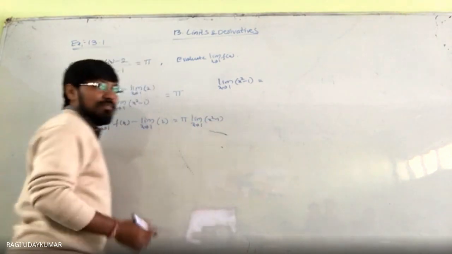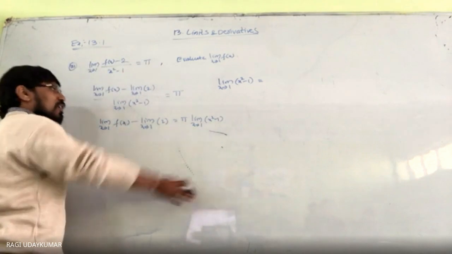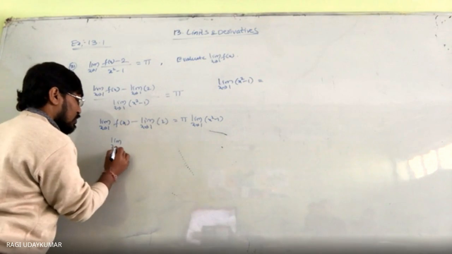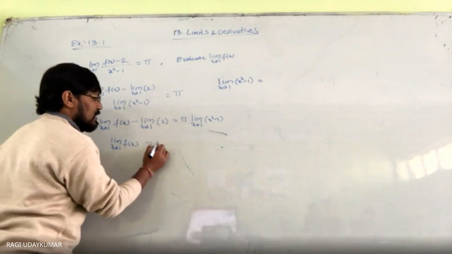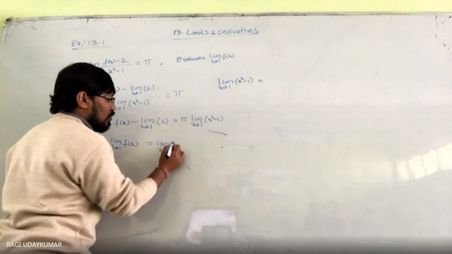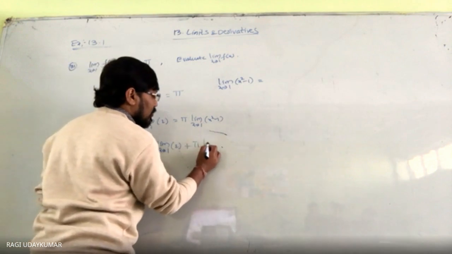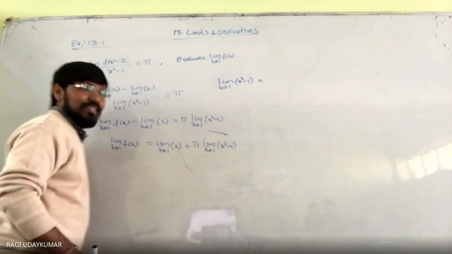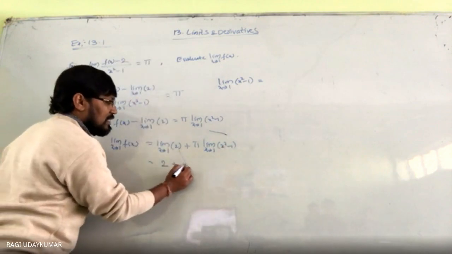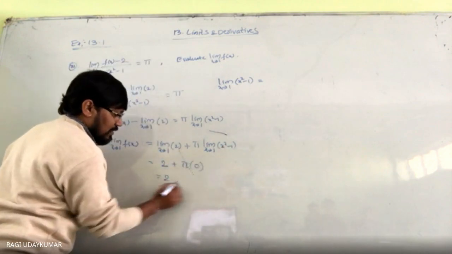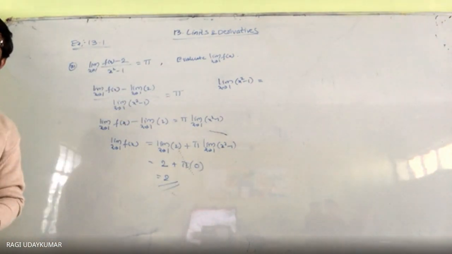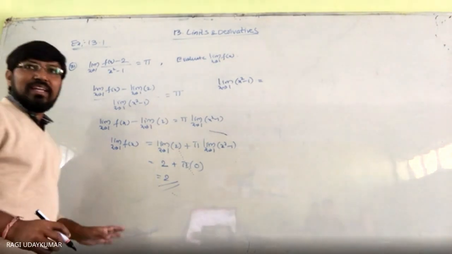We need this one. Take all the terms to the right hand side. After simplifying, limit x tends to 1 of f of x equals limit x tends to 1 of 2 plus pi times limit x tends to 1 of x square minus 1. There is nothing more to it. Okay, understood?